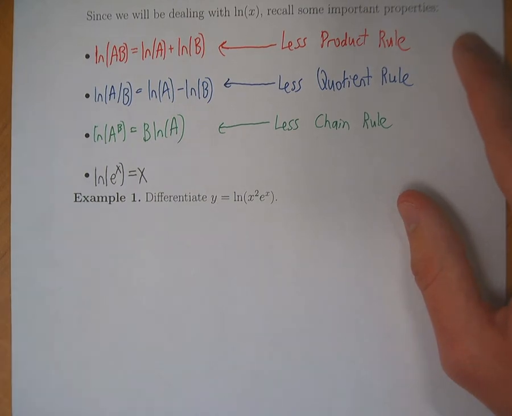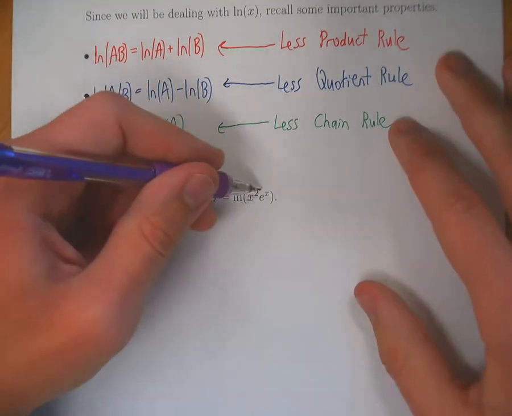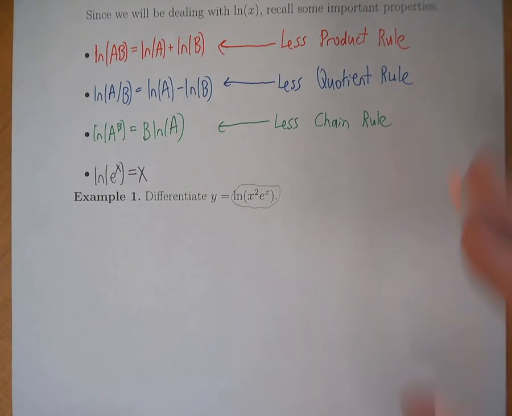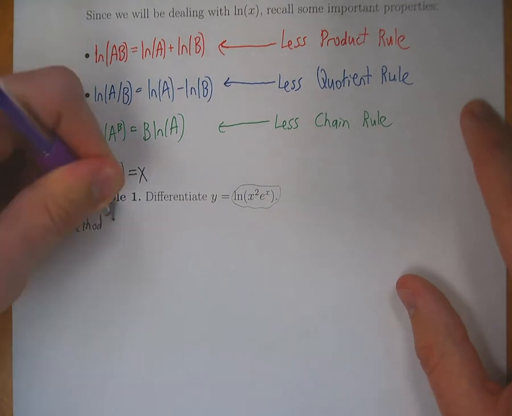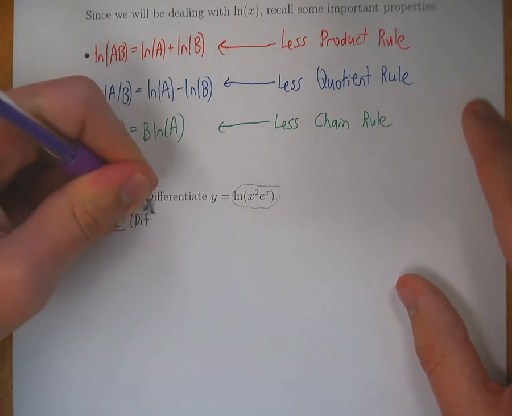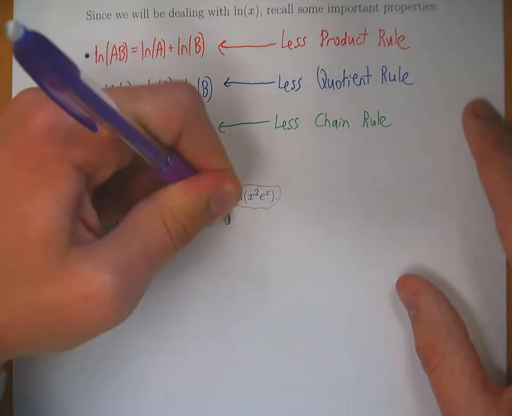So let's take a look at this. If we take a look at this function, natural log of x squared times e to the x, there are sort of two ways we can differentiate this. The first way is to take the function at face value and just differentiate it as such. So method 1: differentiate it as written.